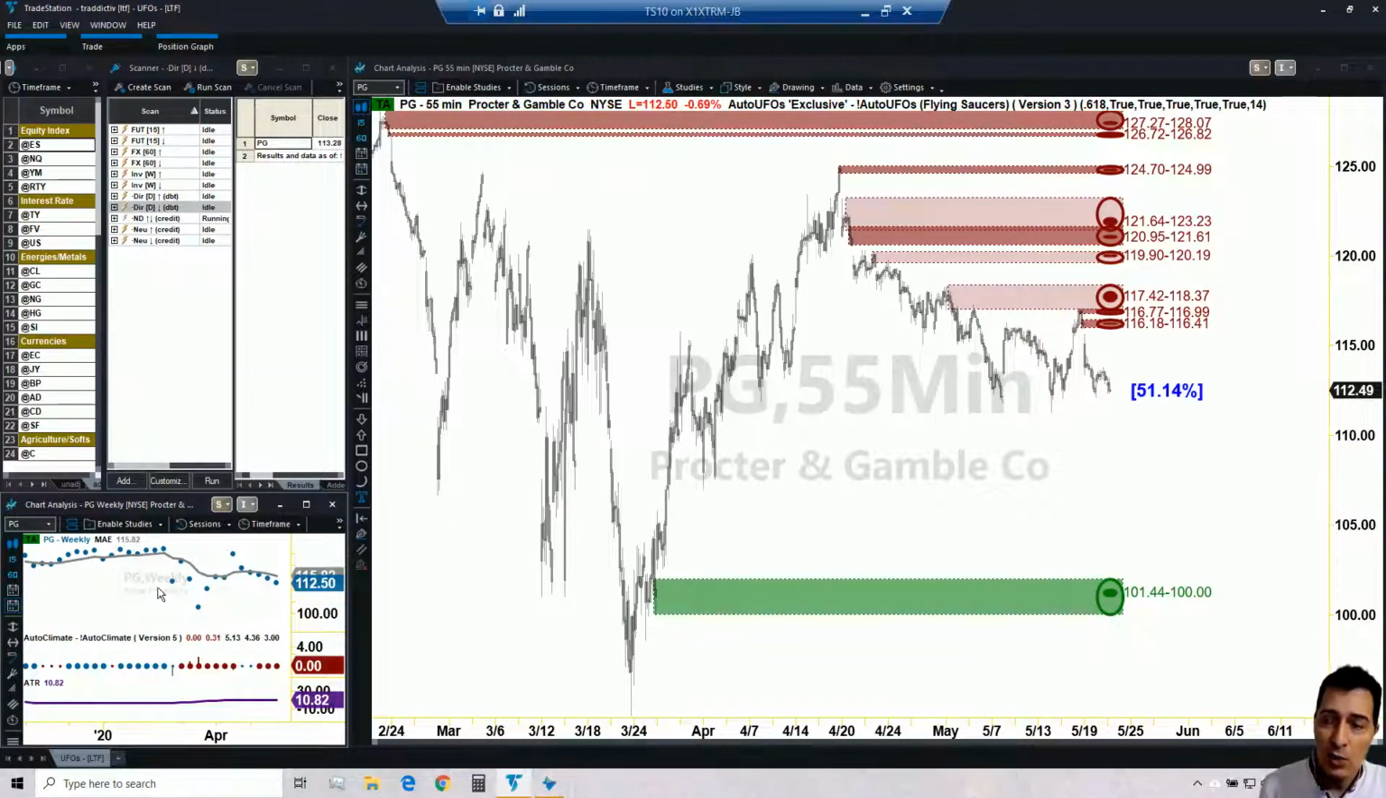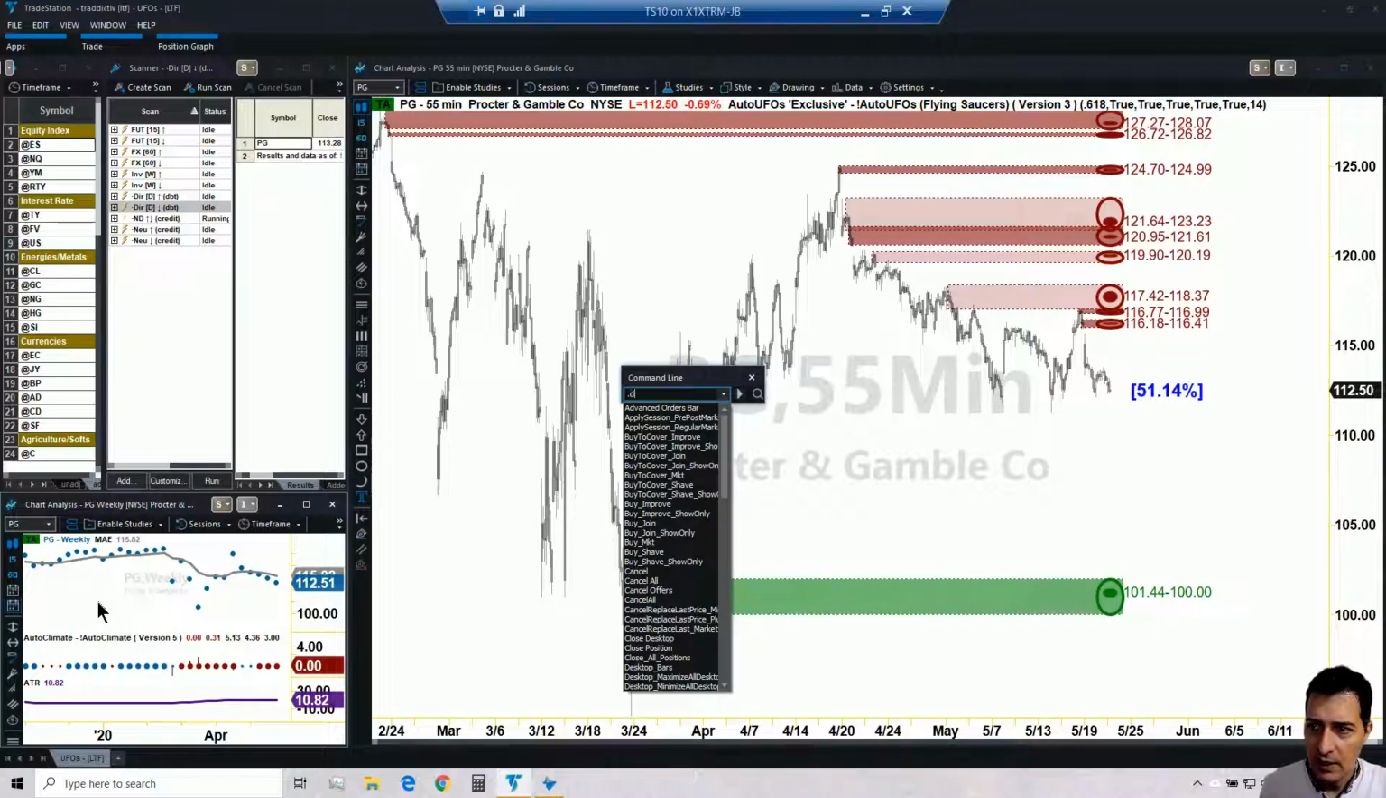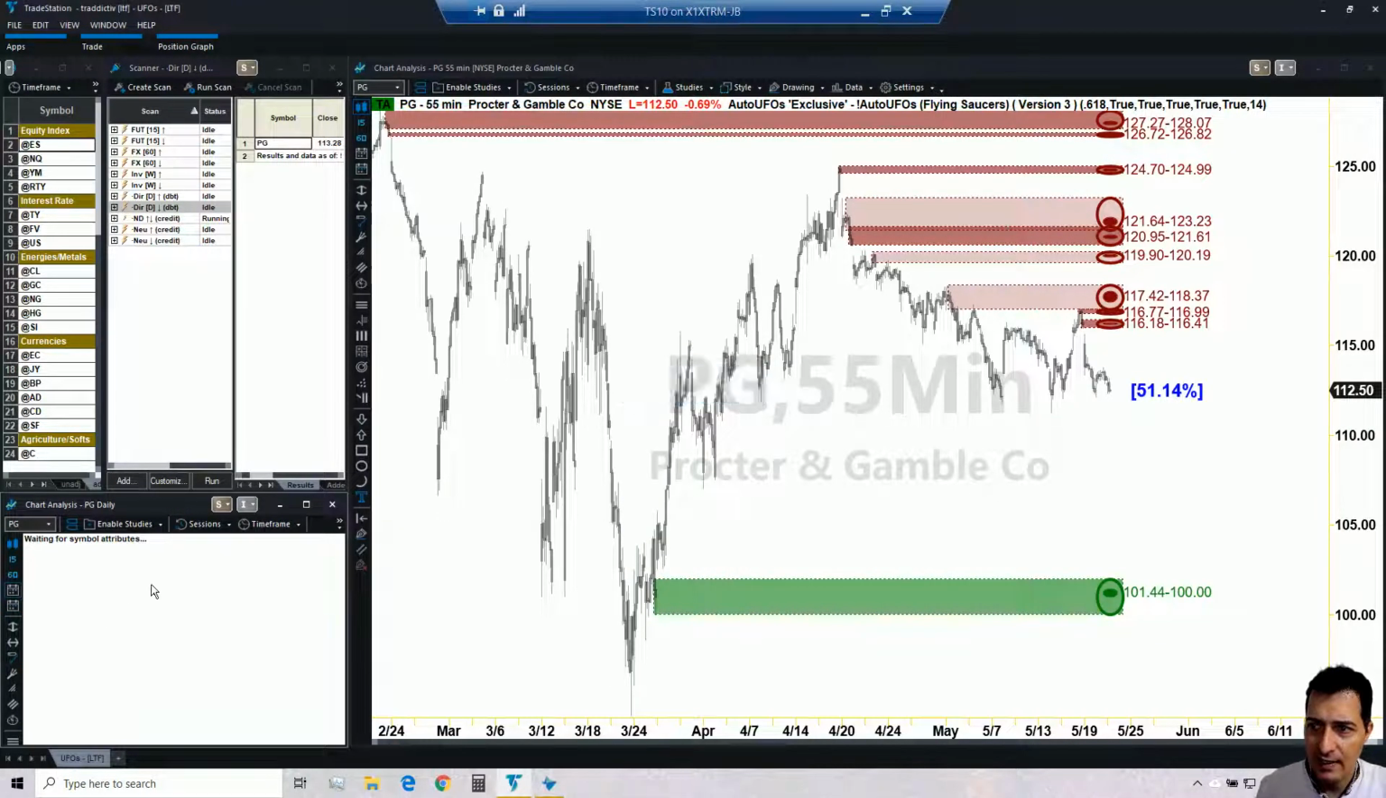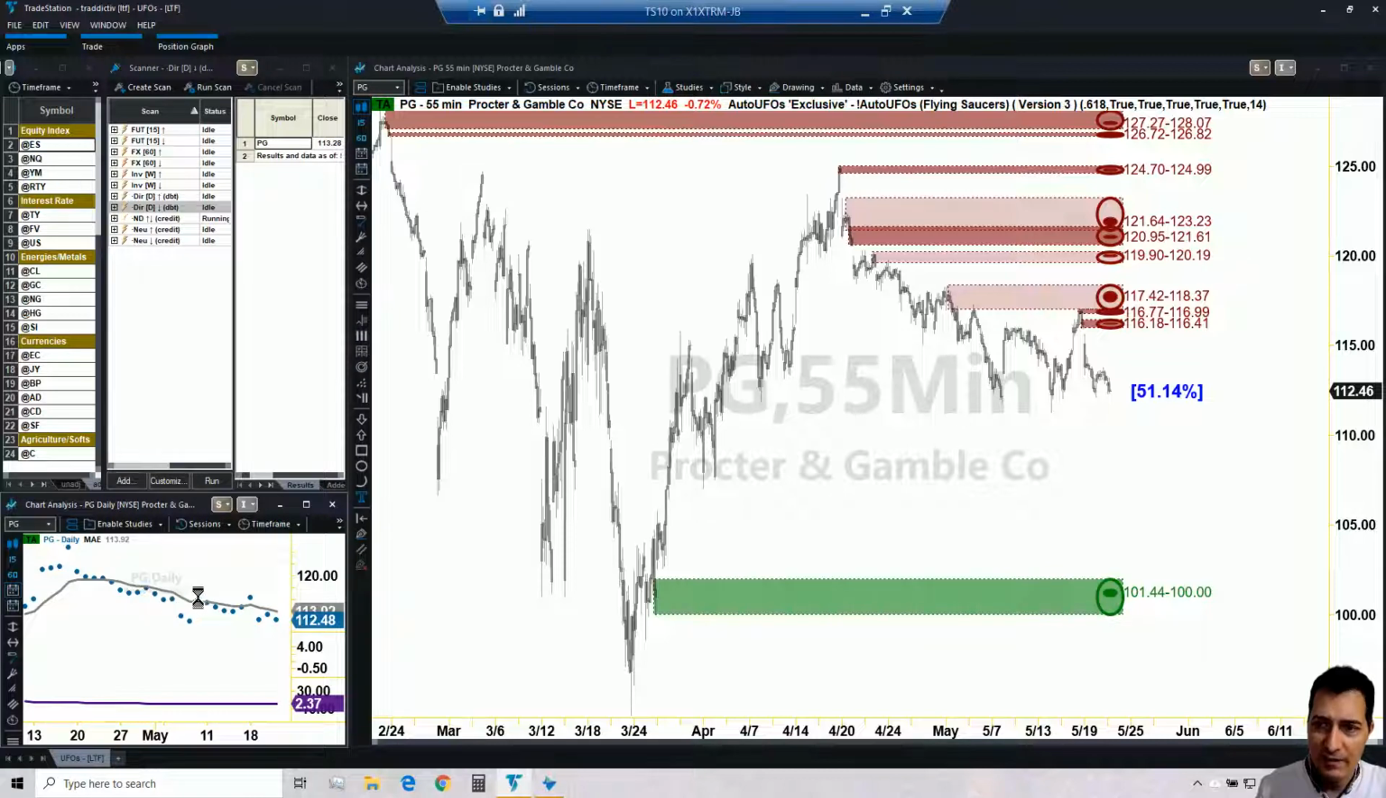Oh, wait a minute, guys. I'm making a mistake here. I'm looking at the weekly time frame. I made exactly the same mistake last Thursday, and I think the additional mistake I made is that I didn't save this as a workspace. So it was the weekly time frame I was looking at. That may change everything, so let me reassess the whole thing, guys. Sorry for that.